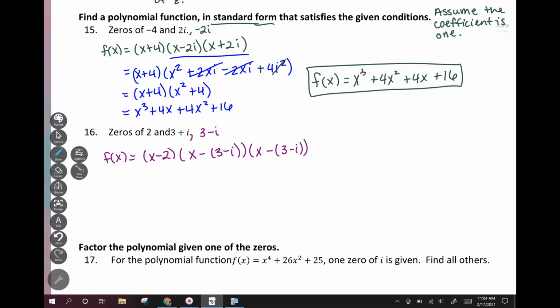So because, remember, this is always going to start with a minus here: x minus your factor. So x minus (3 plus i), and then x minus (3 minus i). And then I'm going to first distribute those negatives before I start FOILing. Distribute those negatives.